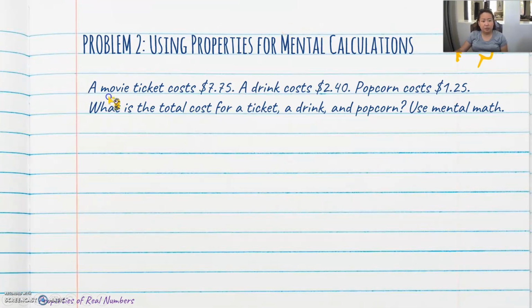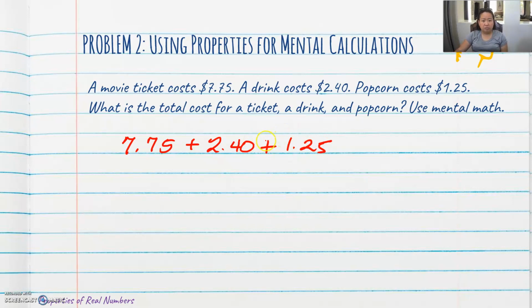So let's try to apply properties with mental calculation. For example, in this case, you have movie tickets, $7.75, drink, $2.40, popcorn, $1.25. And we have to find the total cost of all the things that we are buying. So we have to use mental math. Now, if you're going to set up the equation for this, you typically have it in order, right? You have $7.75 plus $2.40 plus $1.25.